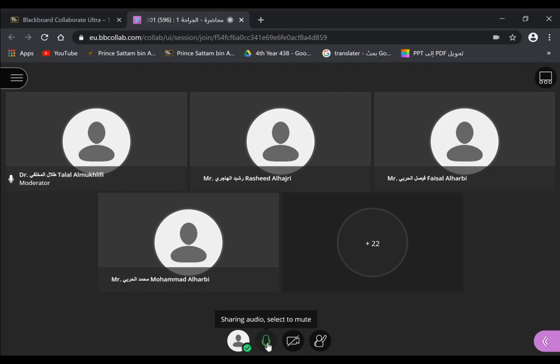طبعا O negative is the universal donor، معروفة هذه. لكن once you have O positive especially for the female try avoid it as much as you can، لأنه sometimes most of the patient may develop transfusion reaction.